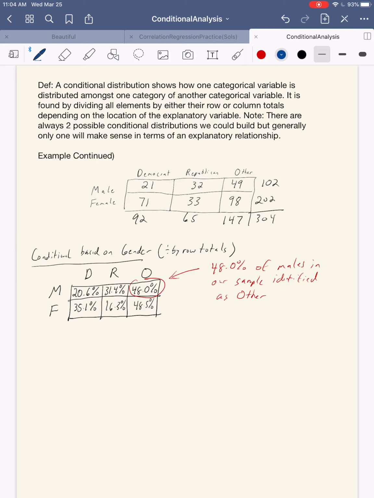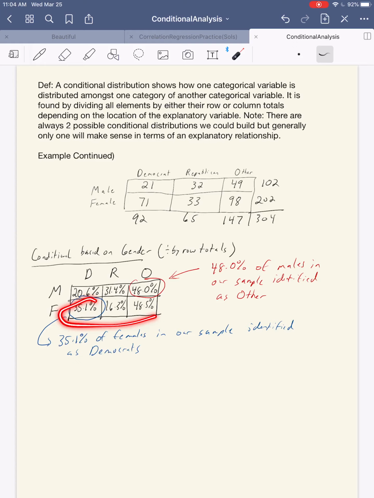If we take a value like this guy here, this would tell us that 35.1% of females in our sample identified as Democrats. So, as you guys can see, what this conditional distribution is doing is it's restricting our attention to each gender category one at a time. So this tells us how males were distributed into the political affiliation, and this tells us how females were distributed into political affiliation.